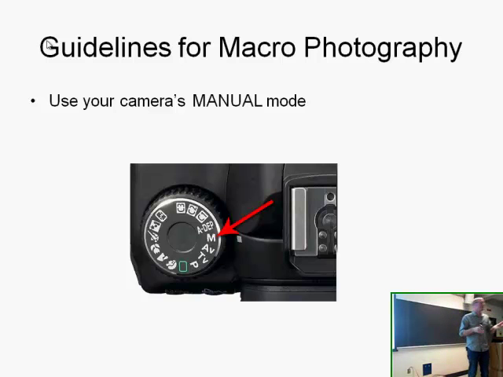So all these cameras with all their smart algorithms and attempts to autofocus do very poorly with insects. So just turn it to manual and learn how to adjust what you need to manually, and suddenly everything becomes a lot easier because you don't have a camera trying to second guess everything you're doing. So manual mode is always helpful.